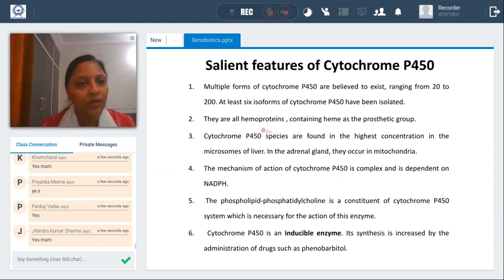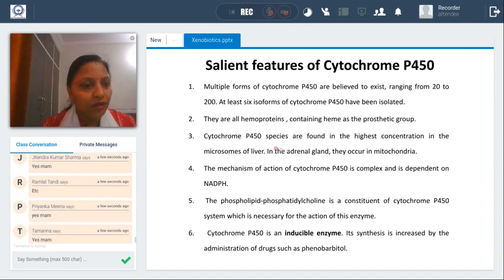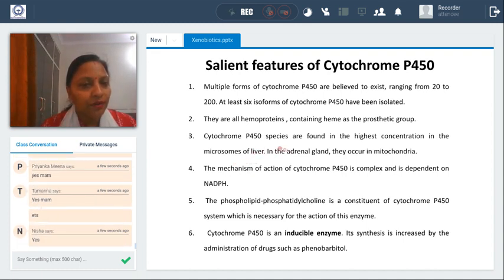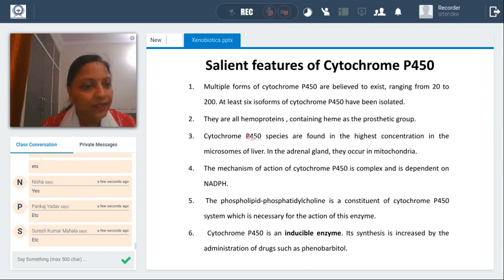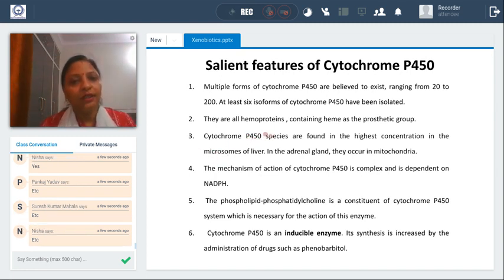Cytochrome a, cytochrome aa3, do you remember cytochrome a? Where have we read this cytochrome a? Yes, in the ETC, electron transport chain or respiratory chain. Okay, so these are hemoproteins containing heme as a prosthetic group.